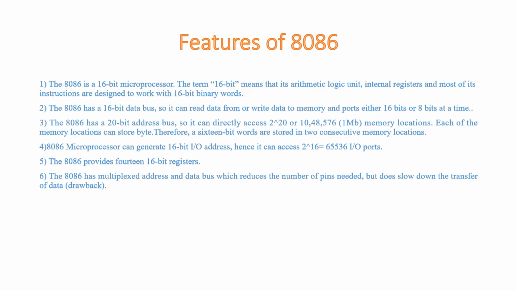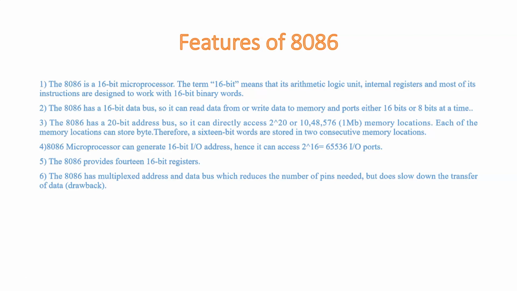And 8086 has a multiplexed address and data bus. So what is the use of a multiplexed address bus? Actually 8086 is a 40-pin IC where address and data pins are multiplexed. For example, how many address lines do you have? A 20-bit address bus, and the data bus is a 16-bit data bus.